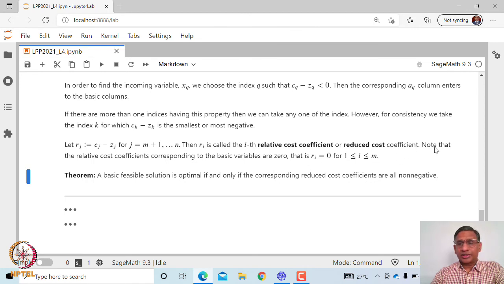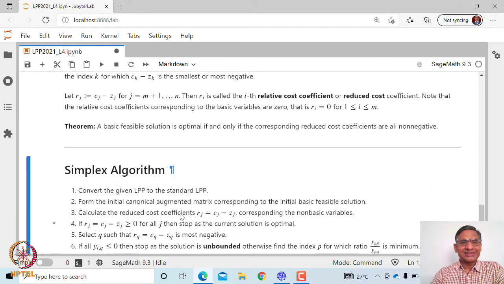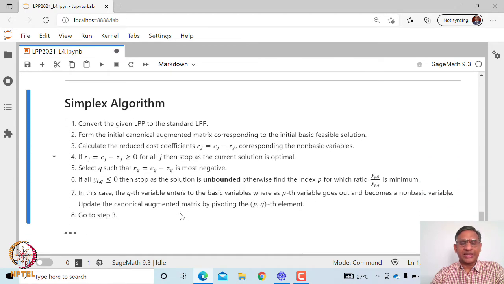And of course, the reduced cost coefficients with respect to basic variables are always 0. They are all 0. So the only thing we have to worry about is the reduced cost coefficients with respect to non-basic variables. Okay, now let us summarize this in terms of the simplex algorithm.